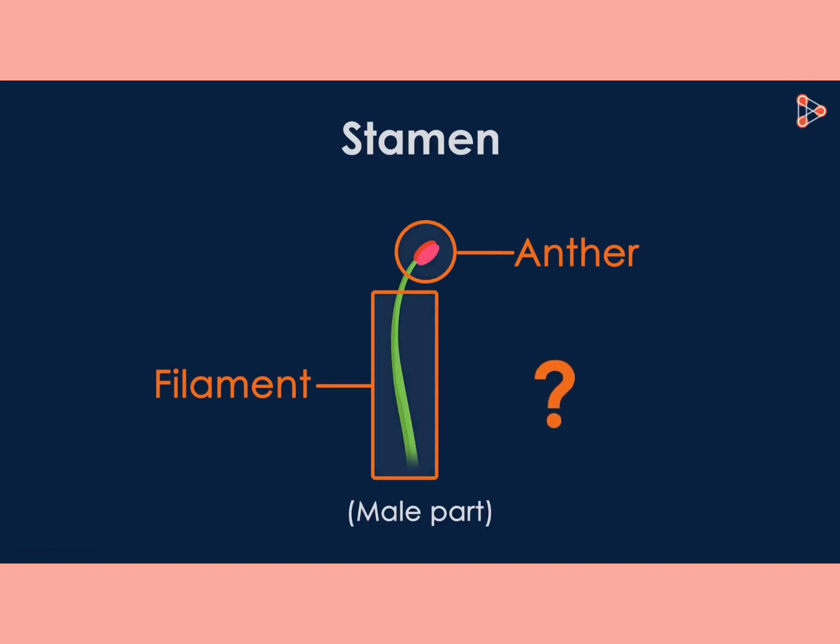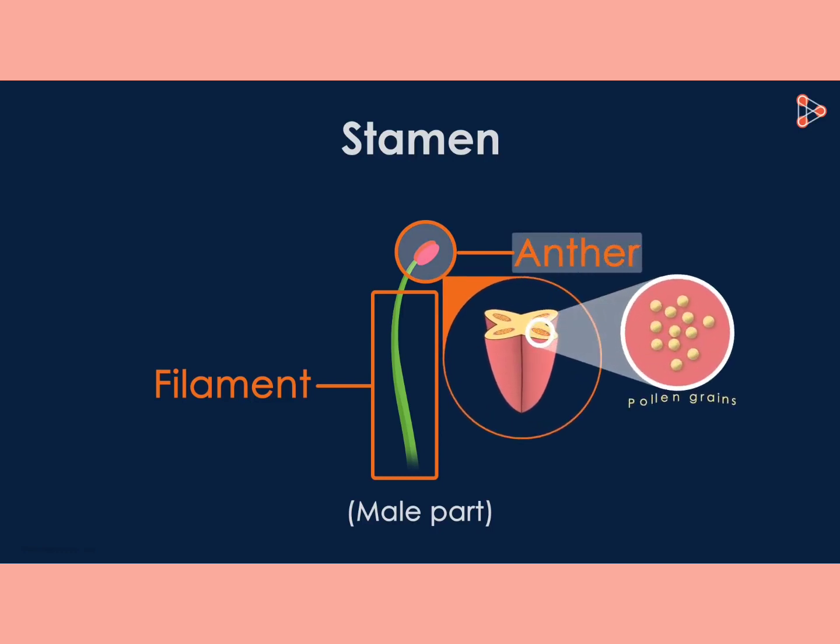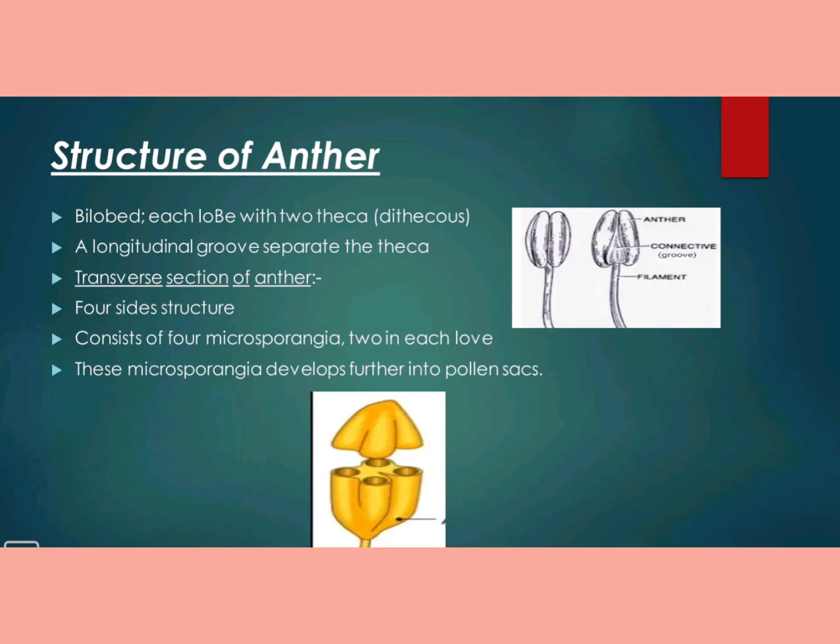Now we know this filament is meant for what? It is meant for the attachment of this anther with the floral parts. It may be petal or it may be gynoecium. So the anther will produce pollen grains which will be the carrier of the male gametes which are necessary for sexual reproduction. Structure of anther, as we have seen, it is a four-sided structure.